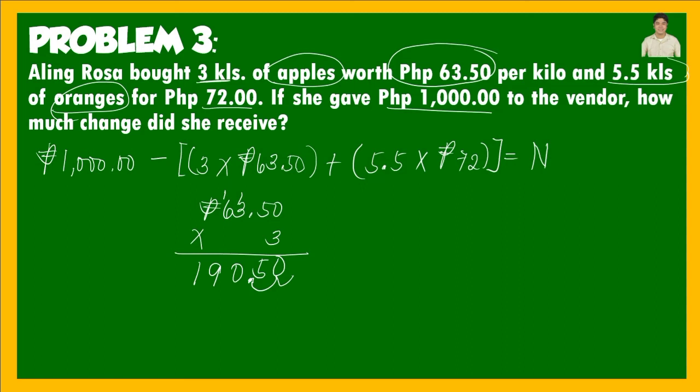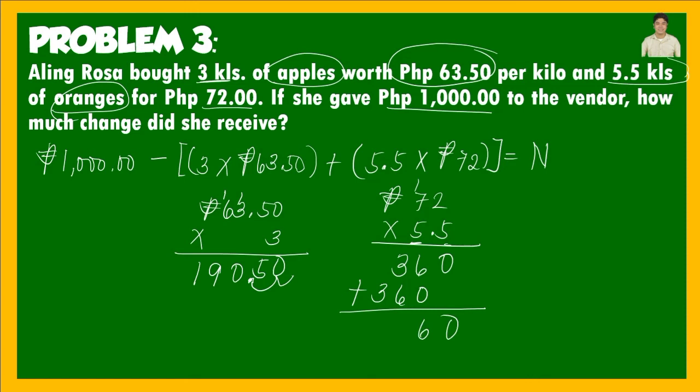So, we'll have 190 pesos and 50 centavos. Next, 5.5 times 72 pesos. So, 72 pesos times 5.5 or 5 and 5 tenths. 2 times 5, 10. So, 0. Carry 1. 7 times 5, 35 plus 1, 36. So, ganun lang din ang isusulat natin kasi pareho naman silang 5. So, 360 din. 360.